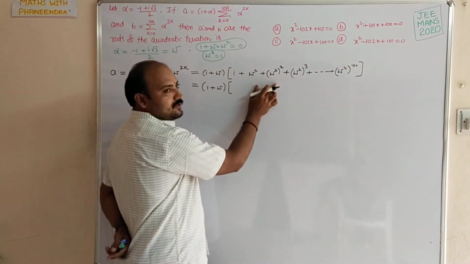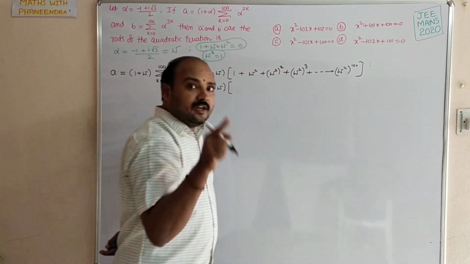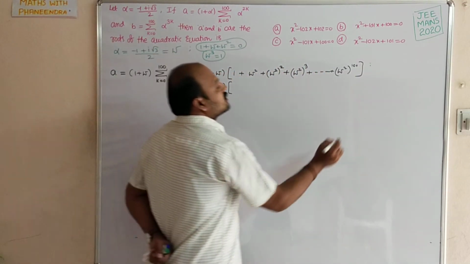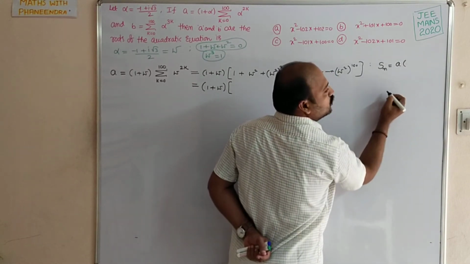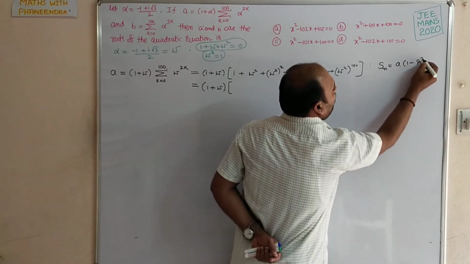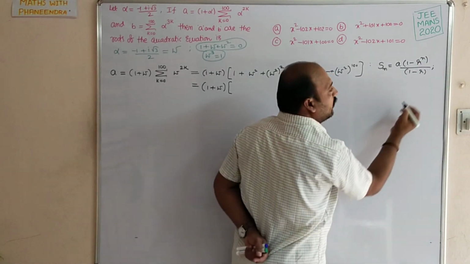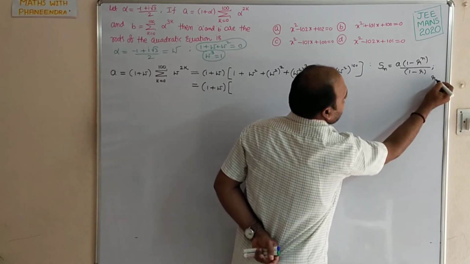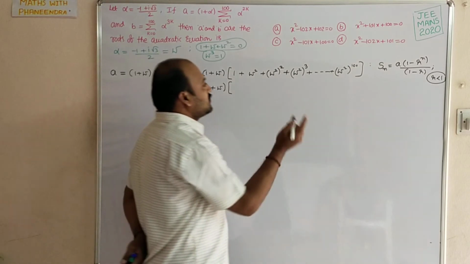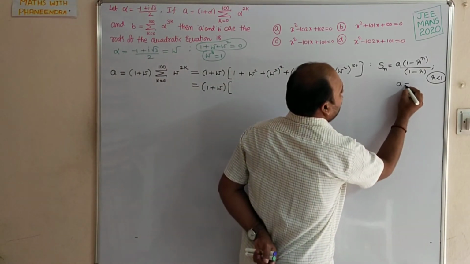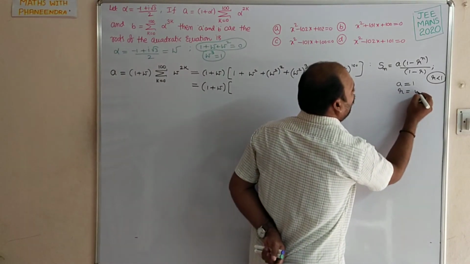These values, which is the sum to n terms of a GP. Sum to n terms of GP is Sn equal to A into 1 minus r power n divided by 1 minus r. This formula will be applicable where r is less than 1. What is r? What is A? A is the first term. So here A is the first term 1, and the common ratio r is equal to omega square.